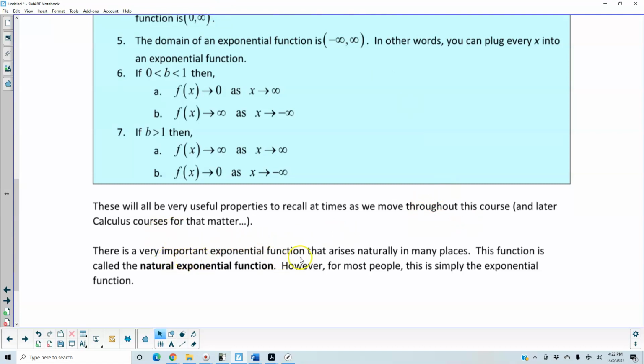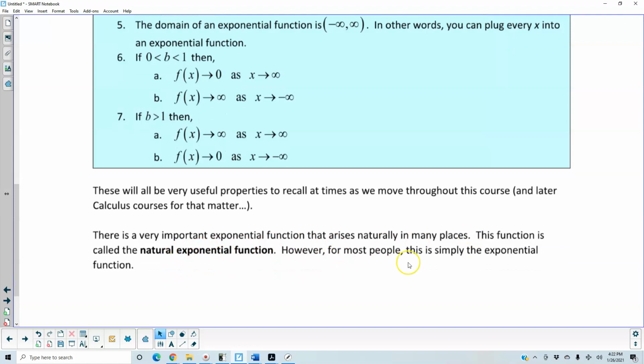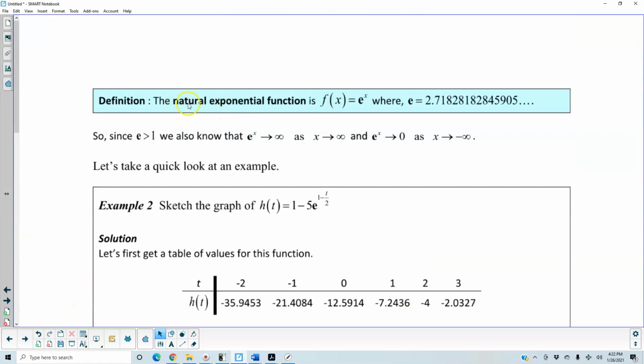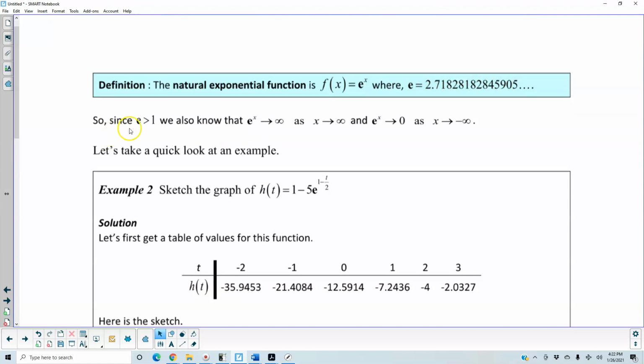This is a very important exponential function that arises naturally in many places. This function is called the natural exponential function. However, for most people, this is simply the exponential function. Now, the definition: the natural exponential function is f of x is equal to e to the x, where e is equal to 2.7182818, and so on. Since the value of e is greater than 1, we also know that e to the x approaches infinity as x approaches infinity, and e to the x approaches 0 as x approaches negative infinity.